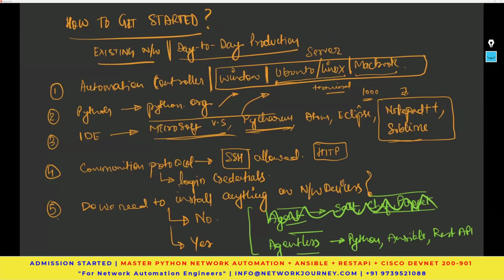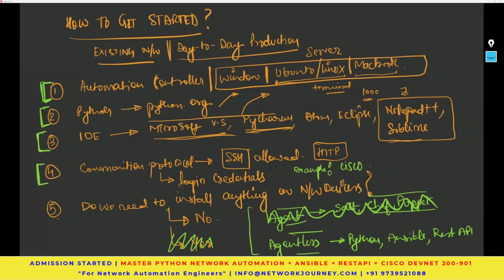Okay, so as of now we are going through the scenario where we don't need anything to be installed on the network devices. So it's a pretty simple thing. You need a server, you need a programming language, you need an application where you can write your script, and you need to have your device with your credentials working over SSH or HTTP to the network devices. As an example, you can start with a basic Cisco device itself.